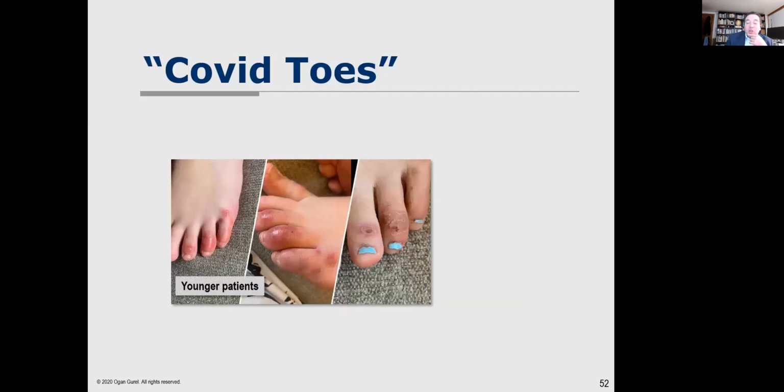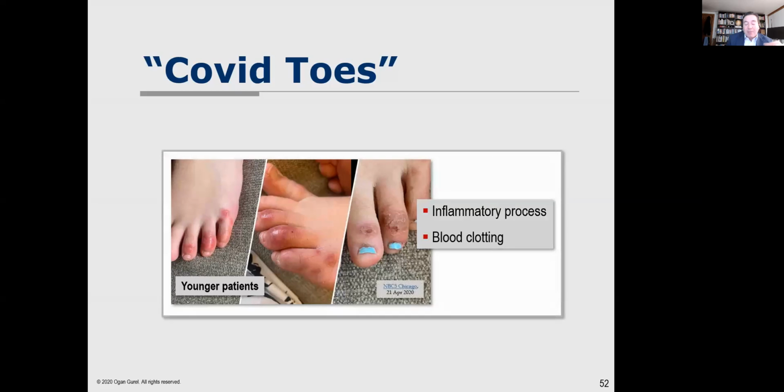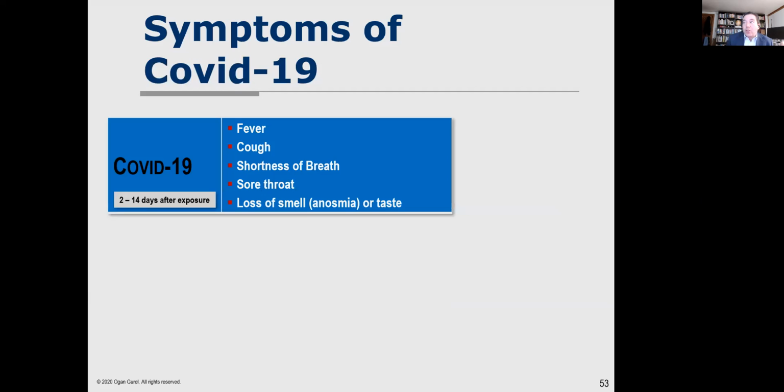There has even been talk of COVID toes in younger patients, and there have been clotting problems, probably related to the fact that the capillaries, not just in the lung, but systemically have ACE2, and it appears that COVID-19, or I should say SARS-CoV-2, infects those cells around the body that start to cause blood clots and lead to the COVID toes.